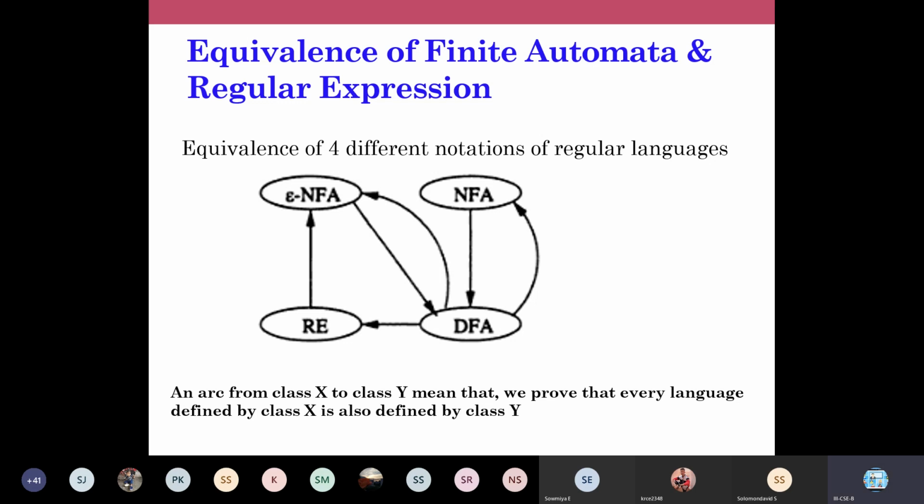Converting your NFA into DFA is called the subset construction method, and converting your epsilon NFA into DFA is called the modified subset construction method. This name I have not told you earlier. I'll discuss it once again later. By now, remember this arrow denotes conversion of one notation to another notation.